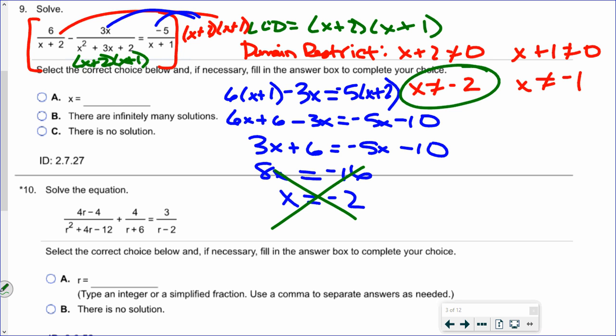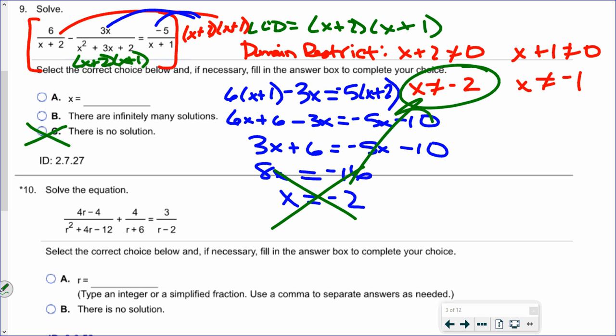Because my domain restriction up there tells me it isn't one, so therefore I have to say it's no solution. Okay? That doesn't mean it's always going to be like that. But if you give me x equals -2, there is no partial credit on this test. It's all or nothing. Do we all understand that?